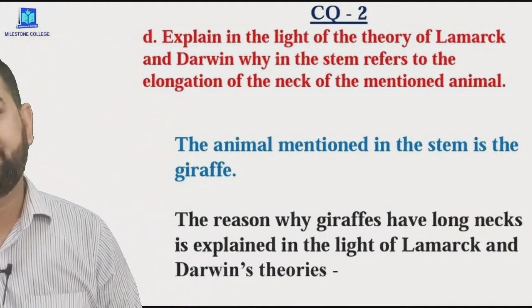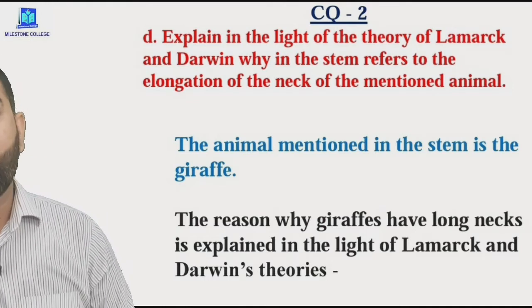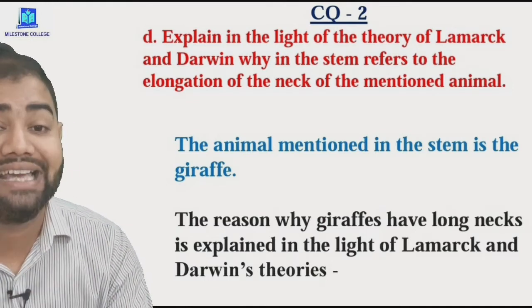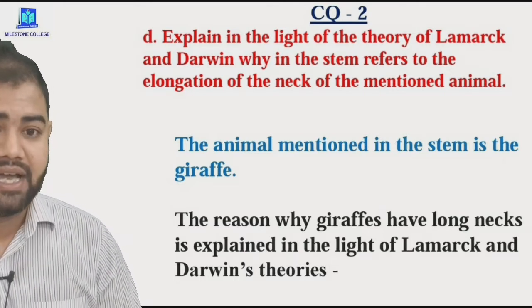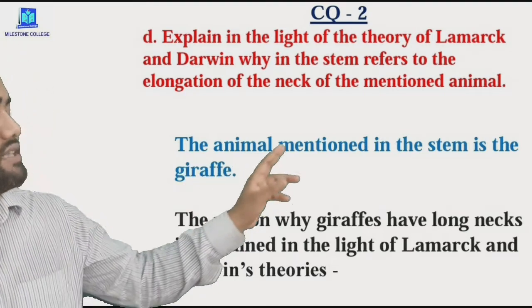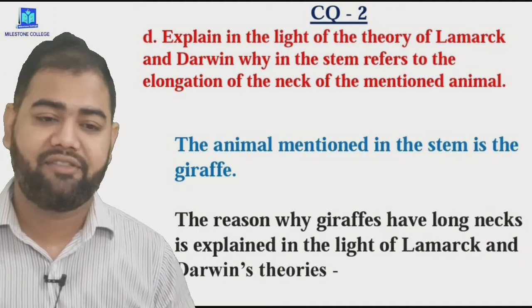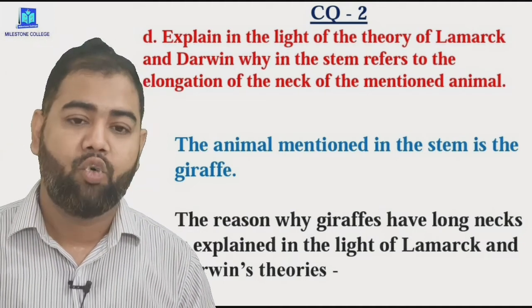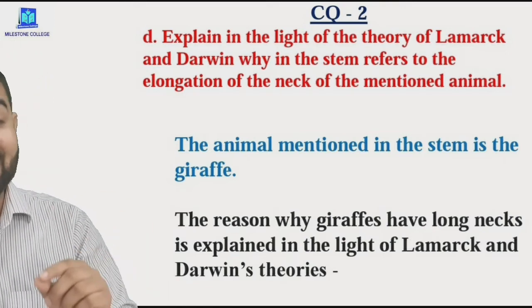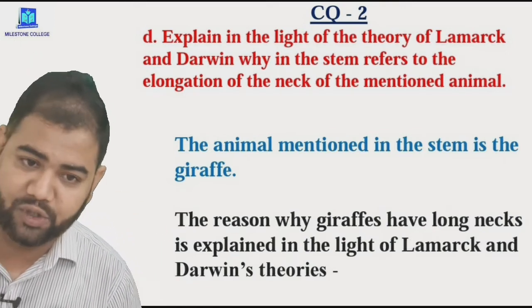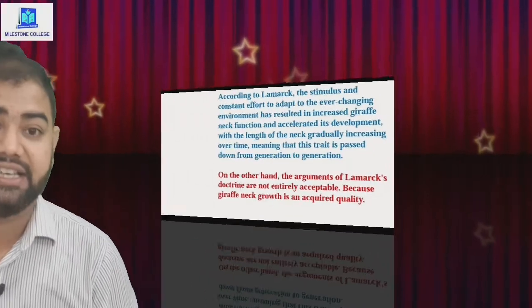Explain in the light of the theory of Lamarck and Darwin why the stem refers to the elongation of the neck of the mentioned animal. The animal mentioned in the stem is the giraffe. The reason why giraffes have long necks is explained in the light of the Lamarck and Darwin theories.